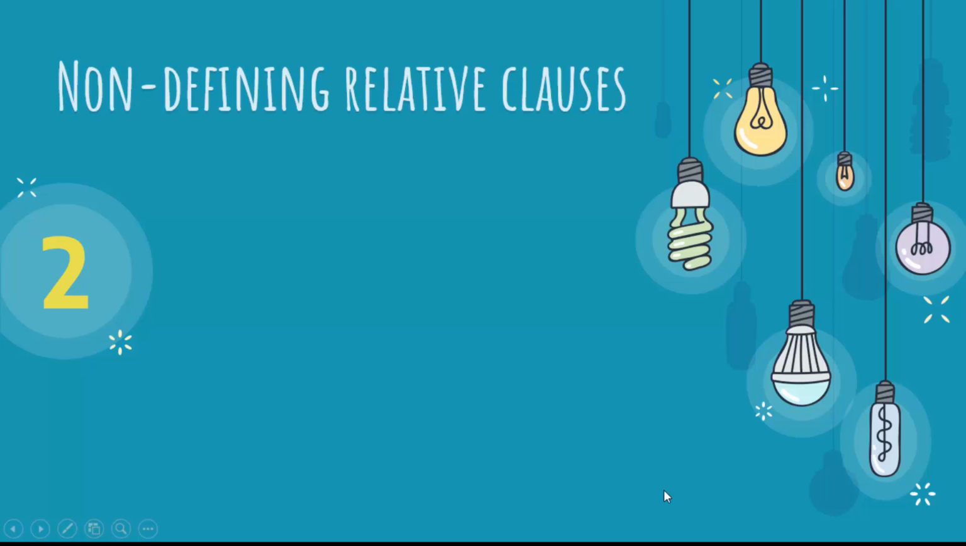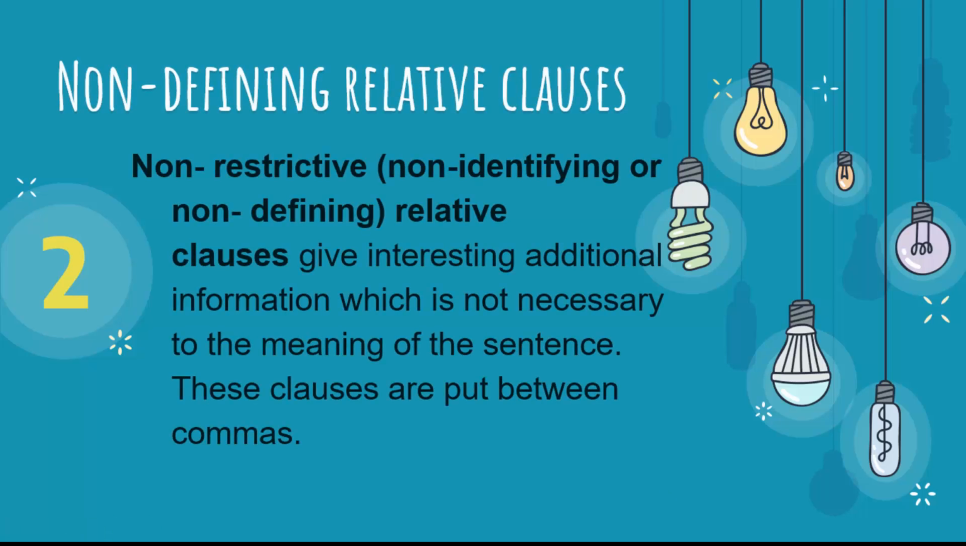The second part is non-defining relative clauses. You can call it non-restrictive or non-identifying or non-defining relative clause. So the clauses give interesting additional information which is not necessary to the meaning of the sentence. It means it's not important. So these clauses are put between commas. You can know that it is non-defining relative clause by looking at the sentence. There are two commas in front and at the end of the relative clause.